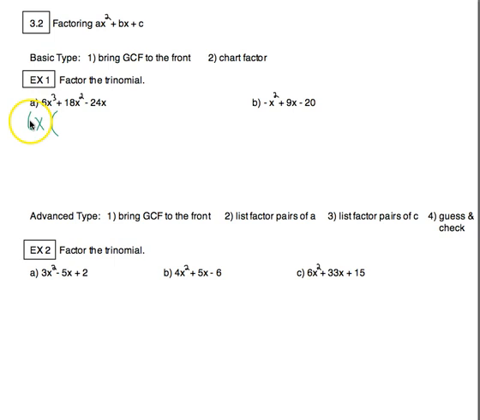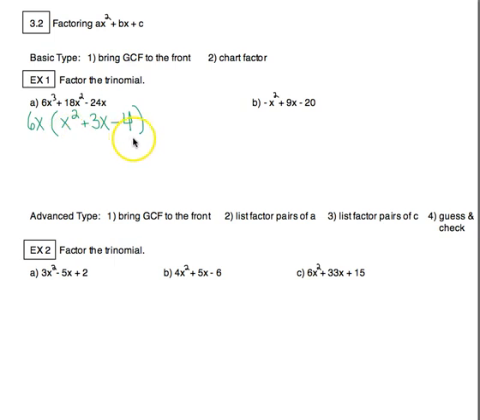So 6 divided by 6 is 1. X cubed divided by x is x squared. So 1x squared, remember that we don't write the ones, for my first term. For my second term, I do 18 divided by 6, which is 3. X squared divided by x, which is x. Then negative 24 divided by 6, which is negative 4. X divided by x is 1, so the x's cancel out. So I've done step 1. I've brought my GCF to the front.